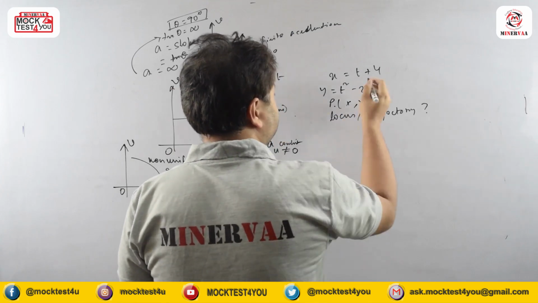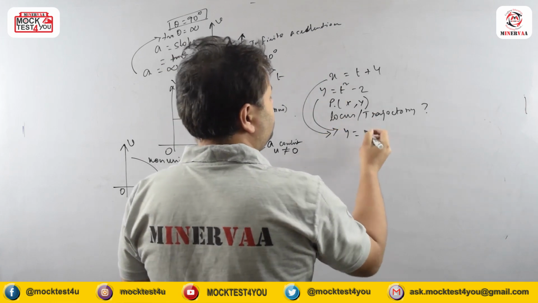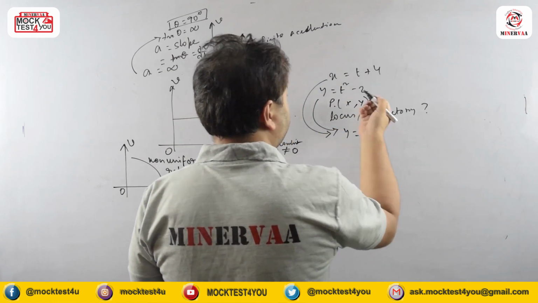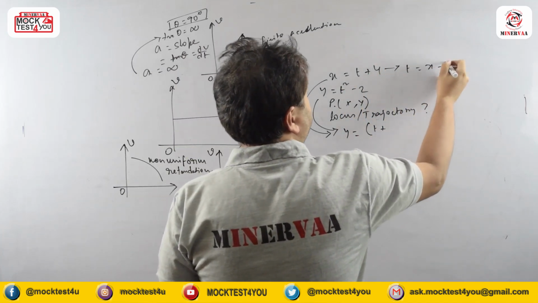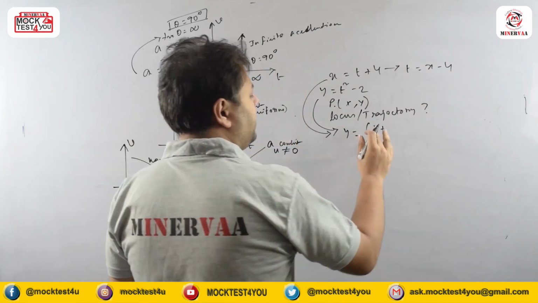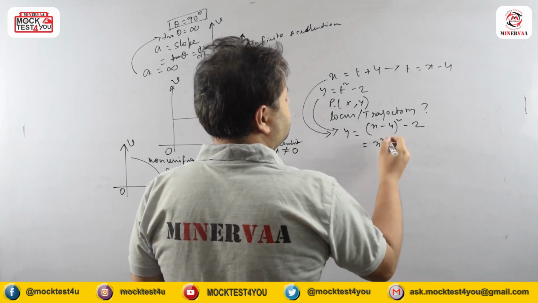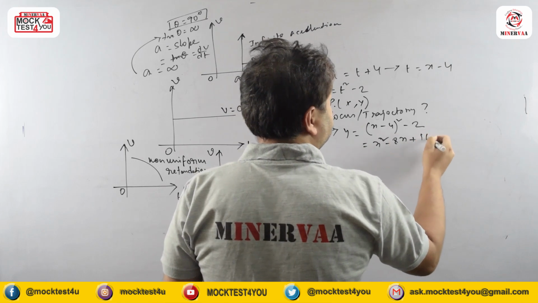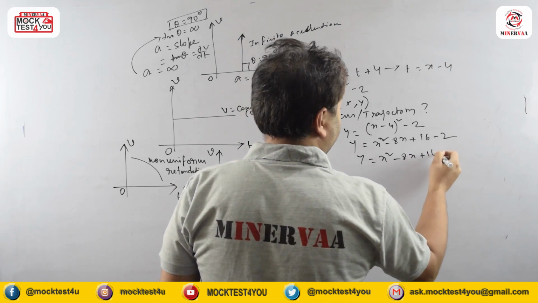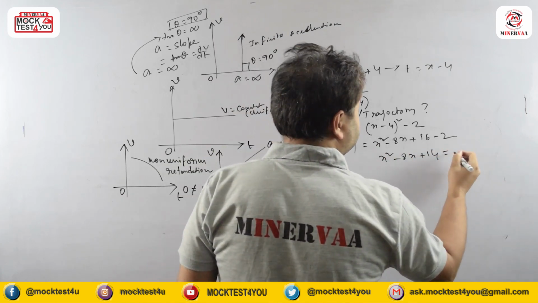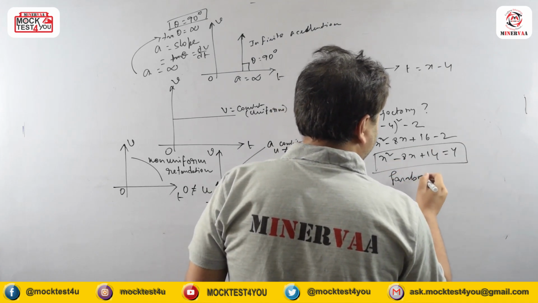See very carefully, x is t plus 4, so t is x minus 4. So if t is x minus 4, t square will be x minus 4 whole square, and y is t square minus 2. So it is x square minus 8x plus 16 minus 2 is y. So y should be x square minus 8x plus 14. Now one side is x square, the other side is y. So it is going to be a parabolic locus.